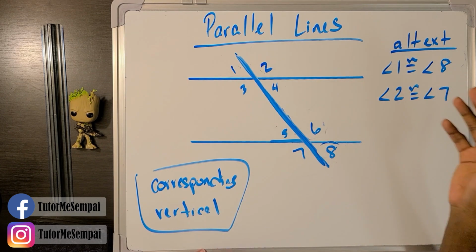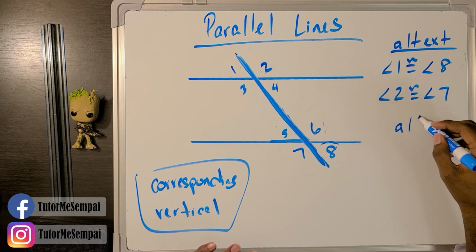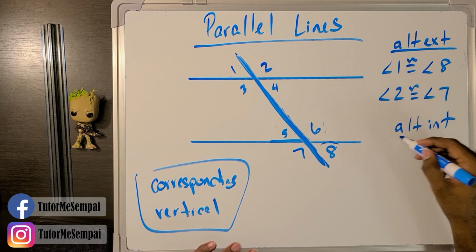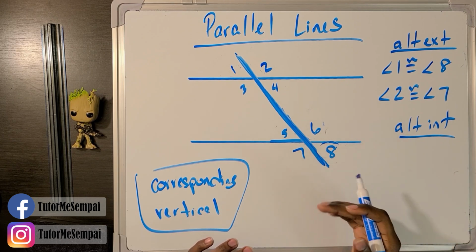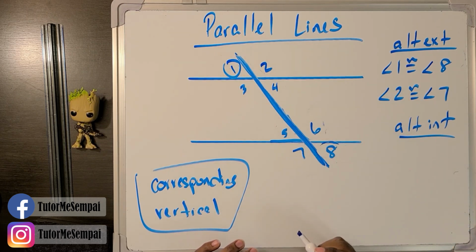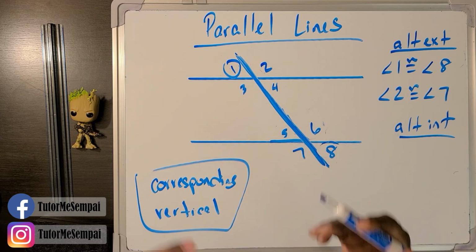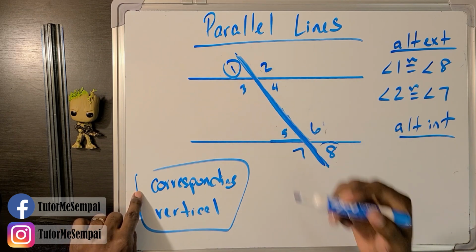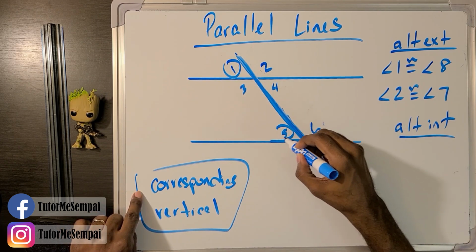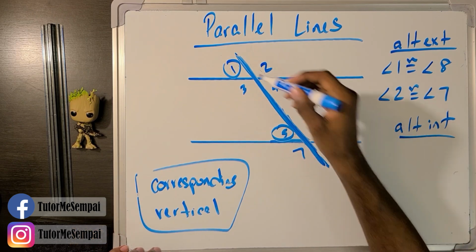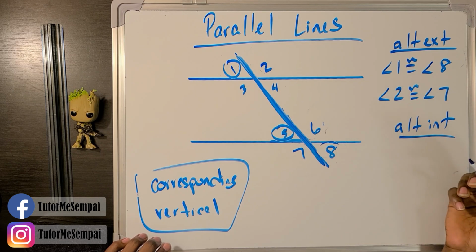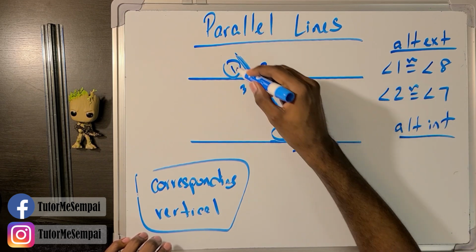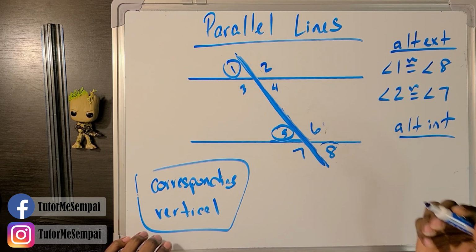So we talked about the alternate exterior angles, but how about alternate interior angles? Are we going to have something similar happen for those? Let's start once again with angle 1. We're going to find the corresponding angle, which is angle 5. And we said angle 1 and angle 5 are going to be congruent because they're parallel lines.